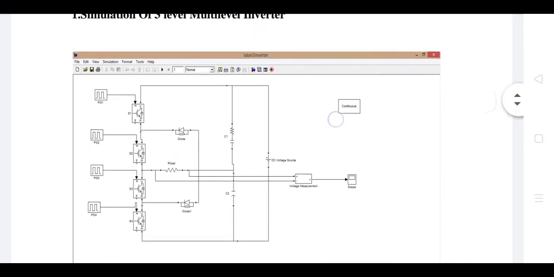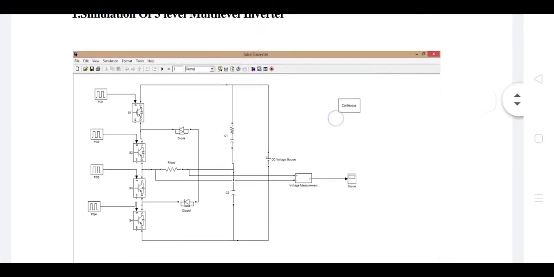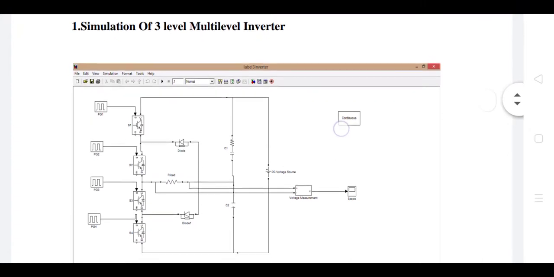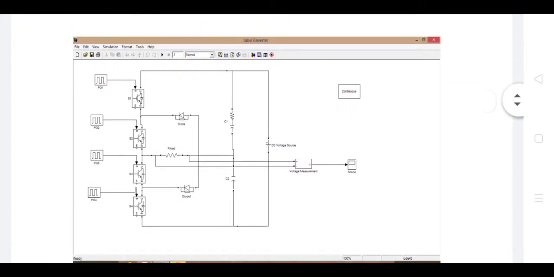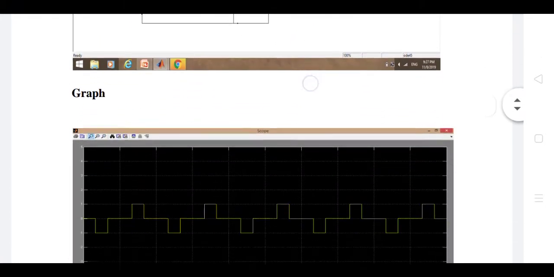The given figure is about the three-level inverter, which is a diode clamped multi-level inverter. In it, four IGBT switches are used and two diodes are here, and the DC voltage source is about 10 volt. Through the scope, we can get the information about the graph, how the output voltage graph is formed.